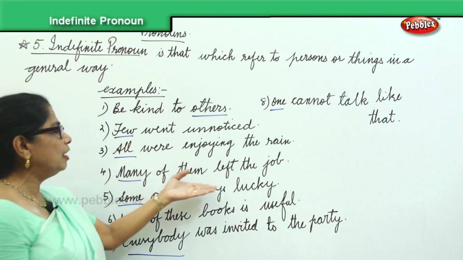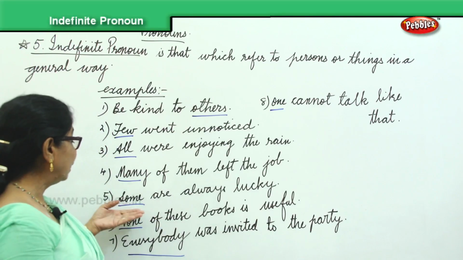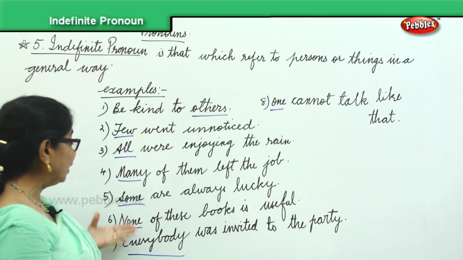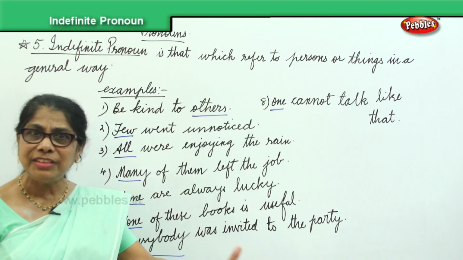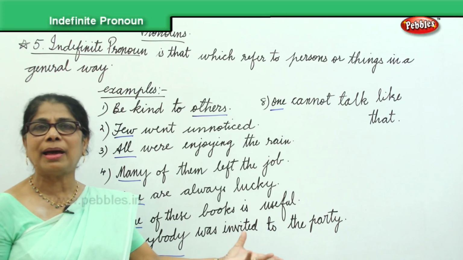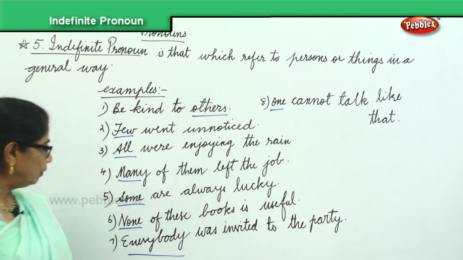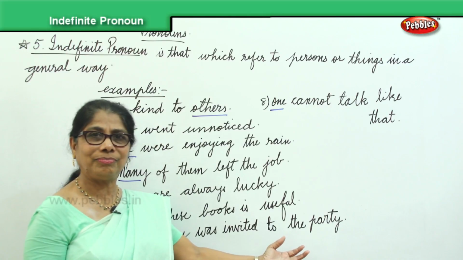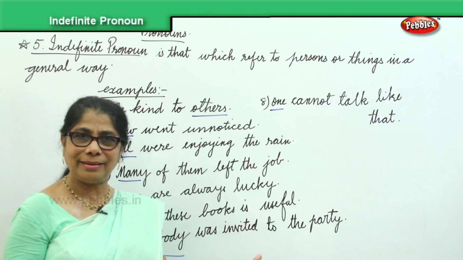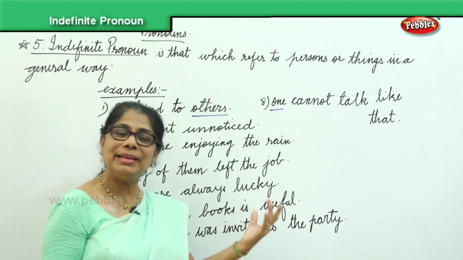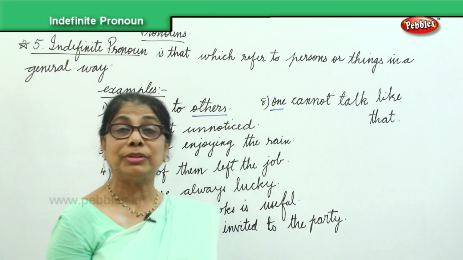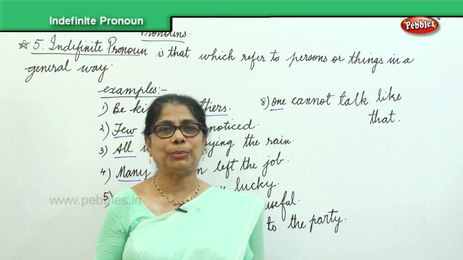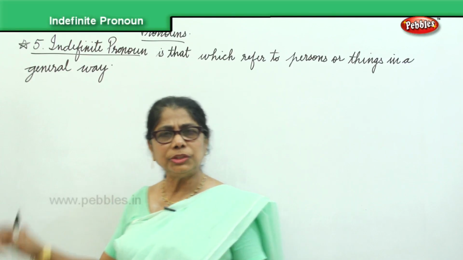We are talking in general. Many of them left the job. Some are always lucky. Or some are always unlucky. None of these books are good. Or none of this food is good. Or none of these plants survived. None. We are not talking about anything specific. We are talking in general. Everybody was invited. Everybody came late. Everybody came early. So, when you're talking in general for things or persons, we say it is an indefinite pronoun. We'll do a short exercise.